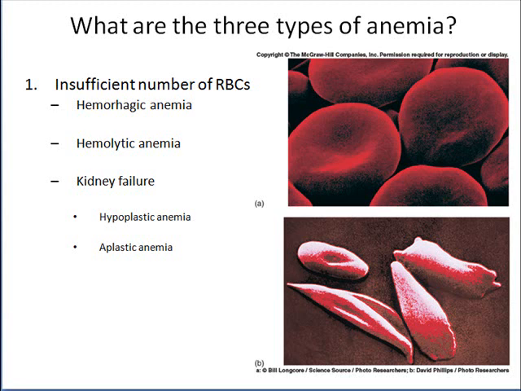The first type of anemia is if I don't have enough red blood cells total. That can happen for a number of different reasons. Maybe I just had a knife or gunshot injury and I'm bleeding out. I'm losing blood that way. That would be hemorrhagic anemia.